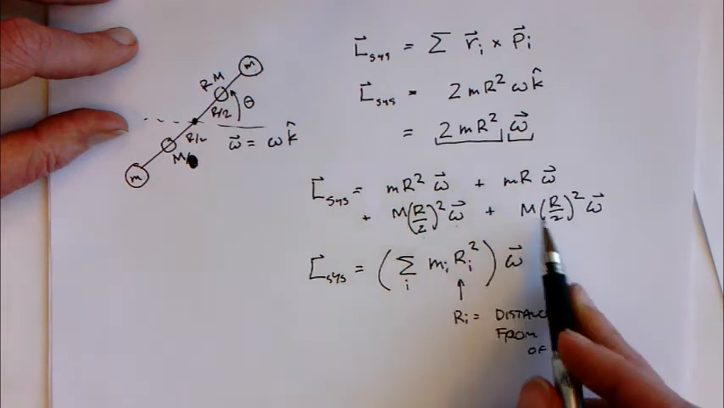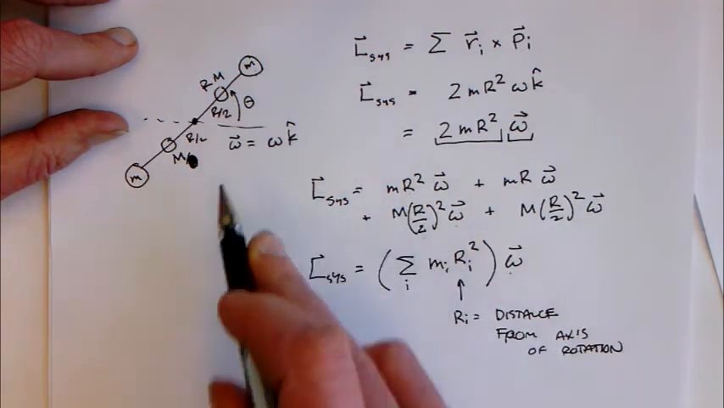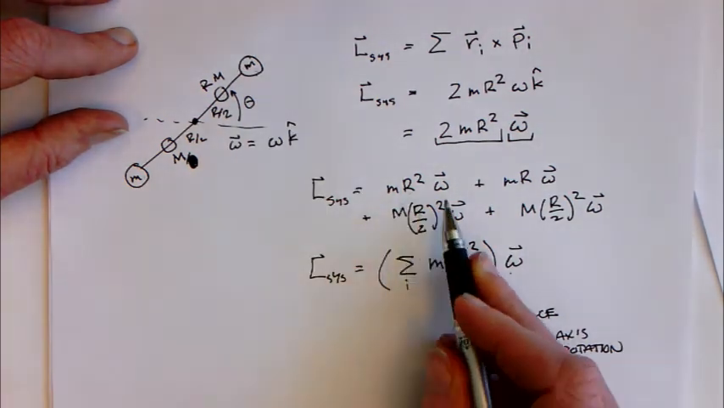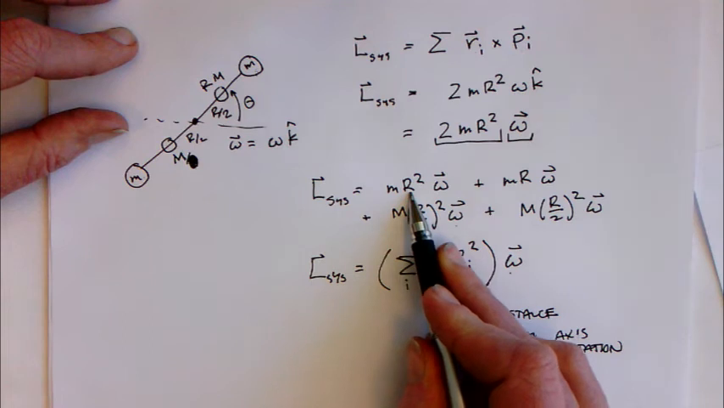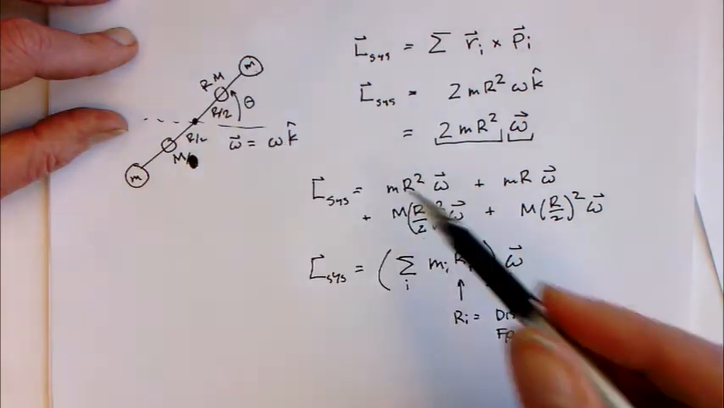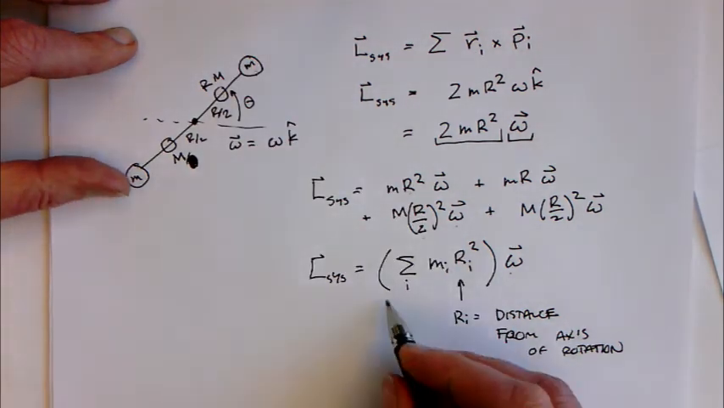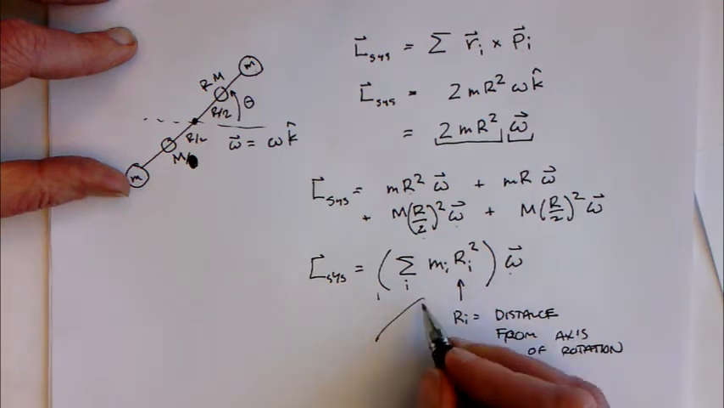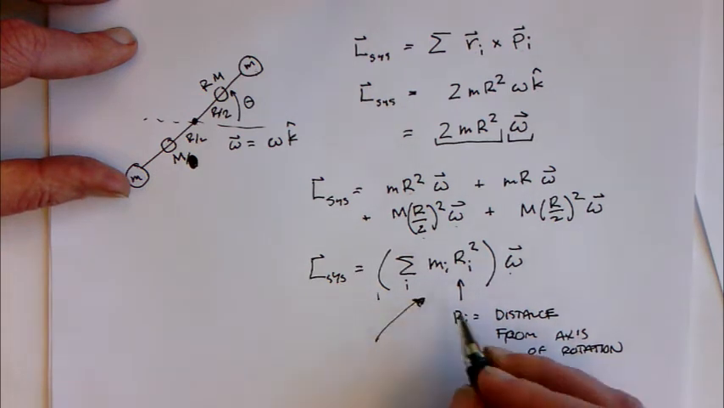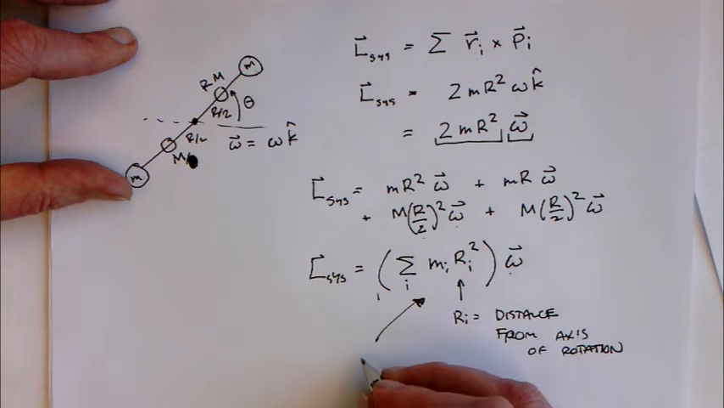I can pull out my omega, and then I'm just adding up where each mass is multiplied by the distance that mass is from the z-axis squared. This quantity out front is used frequently enough that we end up labeling it something. This is what's called the moment of inertia.